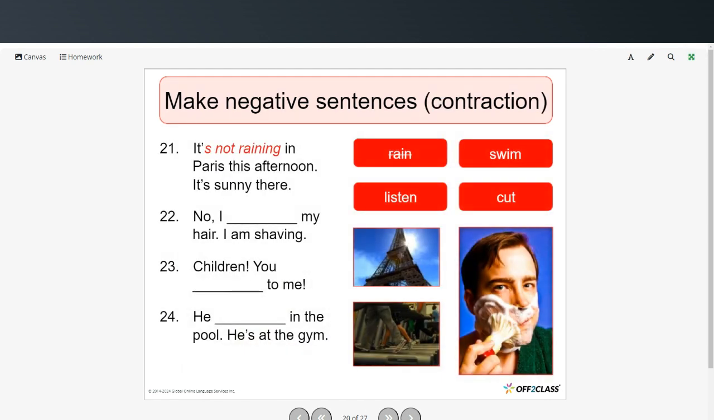Alright, so now you're going to make negative sentences using a contraction and one of the verbs from the box. So the first one is done for you. It's not raining in Paris this afternoon. It's sunny there. So again, complete the rest of them on your own. Pause the video and then restart when you're ready to check your answers. So here, no, I'm not cutting my hair. I am shaving.